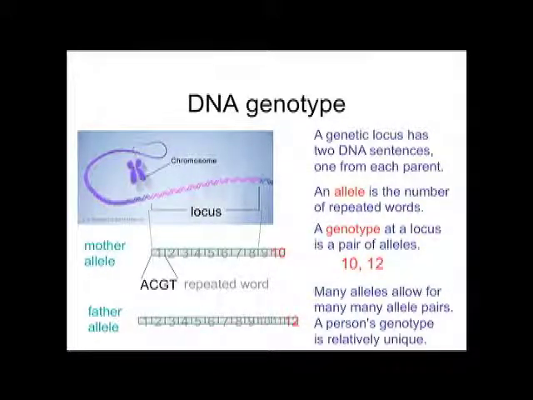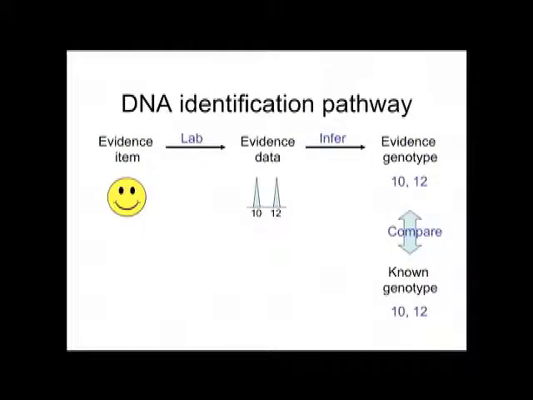And that pairing of those two lengths, the 10 repeats and the 12 repeats of that pair of alleles, is what a genotype is. So at one locus, a person has a genotype that is a definite pair of alleles with trillions of copies throughout their body, and there may be many locations that are used, and these particular locations are chosen because they have many different alleles that allow for many, many different allele pairs that can help distinguish people.